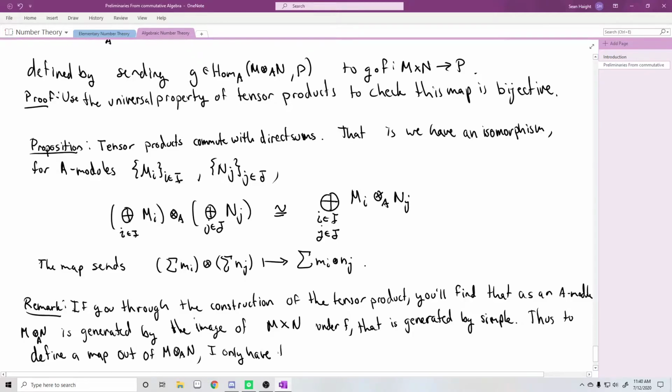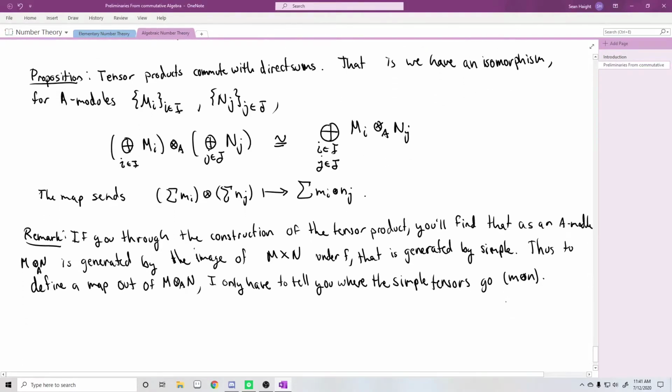I only have to tell you where the simple tensors go. And remember, the simple tensors are these elements in the image of F. They look like little m cross little n, whereas a general element of the tensor product is going to be a sum of these. The other thing I'll say is that you should really not use this as your first introduction to tensor products. This is mostly meant to be a brief refresher if you've already seen tensor products.